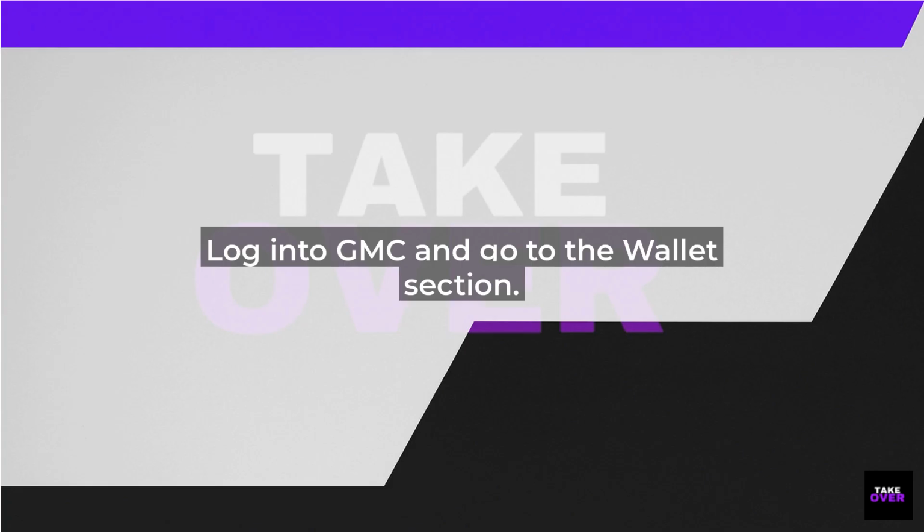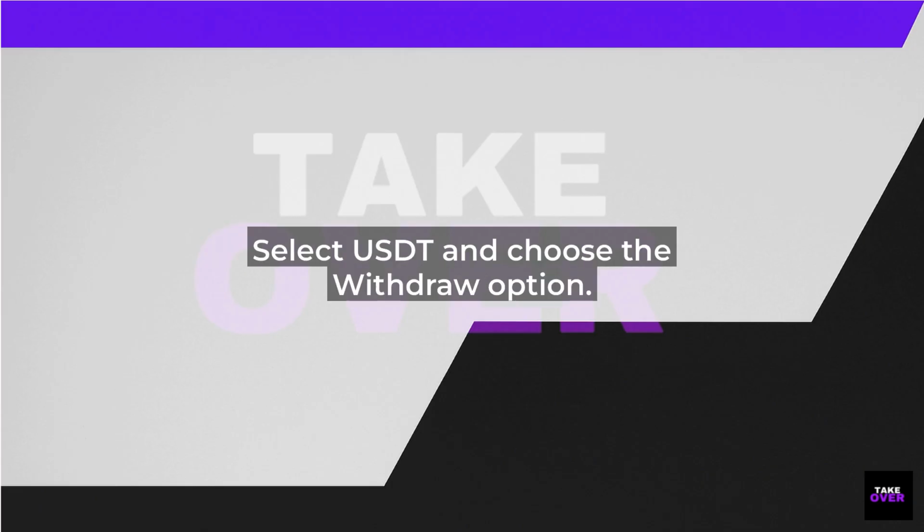Start by logging into your GMC account. Head over to the Wallet or Assets section, select USDT, and click on Withdraw. This will open a form where you'll enter the withdrawal details.